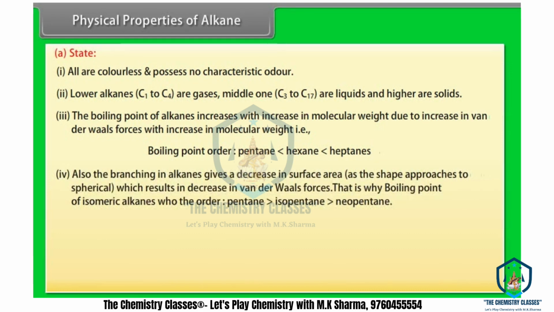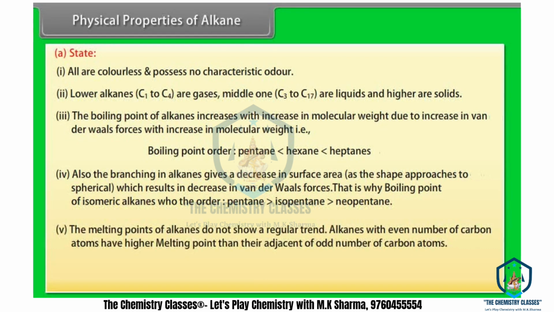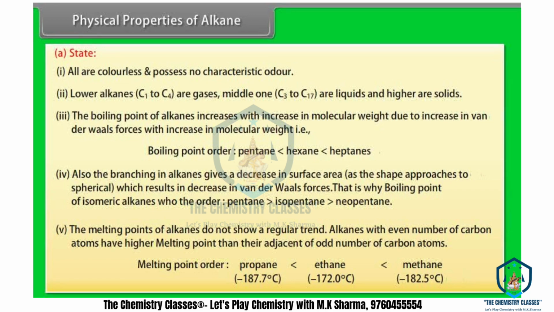Number 4. Branching in alkanes decreases the surface area as the shape approaches spherical, which results in a decrease in van der Waals forces. That is why the boiling point order of isomeric alkanes is pentane is greater than isopentane is greater than neopentane. Number 5. The melting points of alkanes do not show a regular trend. Alkanes with an even number of carbon atoms have higher melting points than their adjacent odd-numbered alkanes. Melting point order: propane is less than ethane is less than methane.